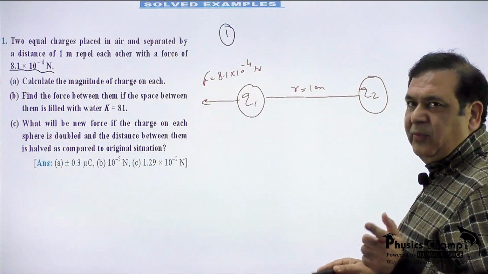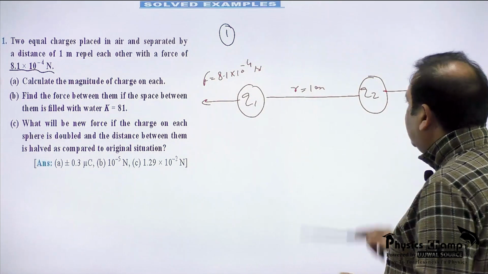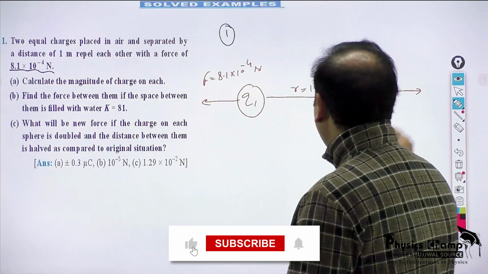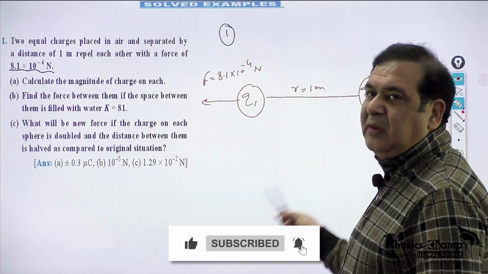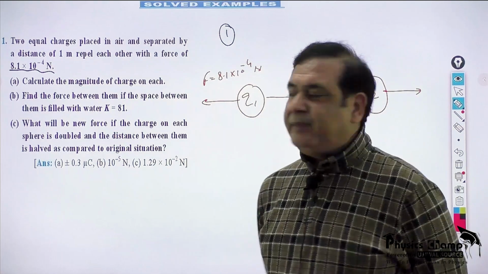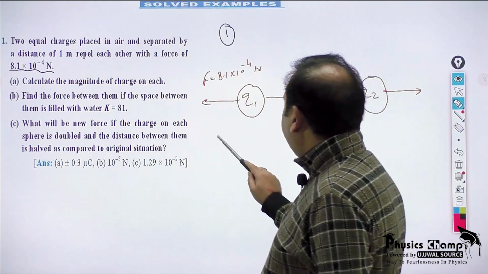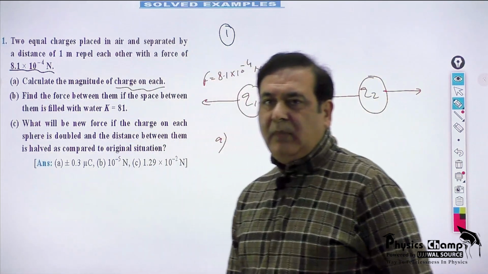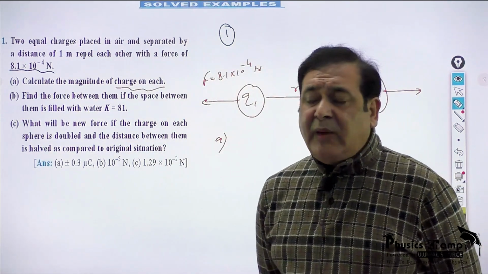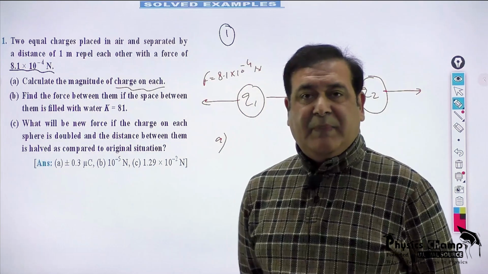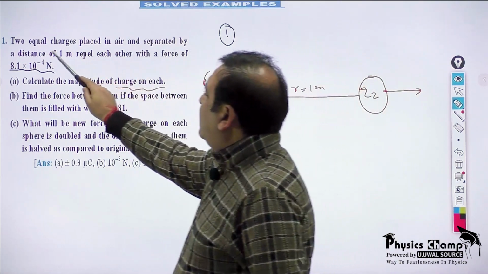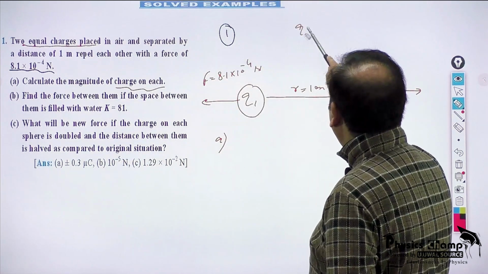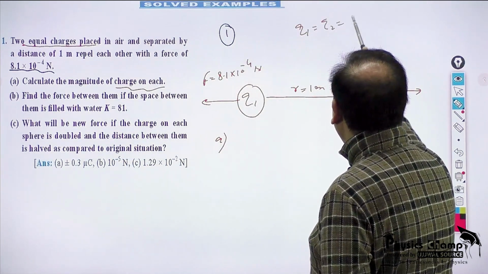So we know that it follows Newton's third law of action and reaction. So on both sides the same force, on both the charges the same force will be acting. Calculate the magnitude of charge on each. When we ask whether the two charges are different or the same, it is given in the beginning: two equal charges. It means one thing is sure, Q1 is equal to Q2 is equal to Q.